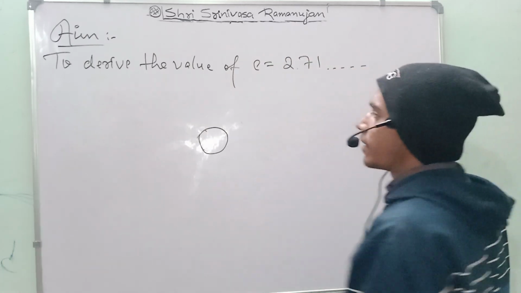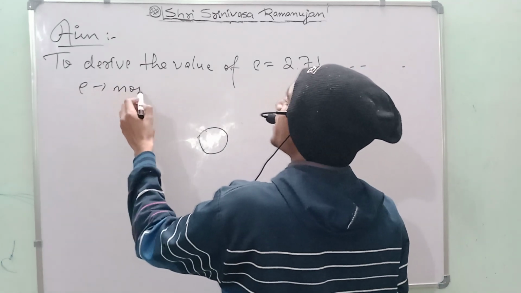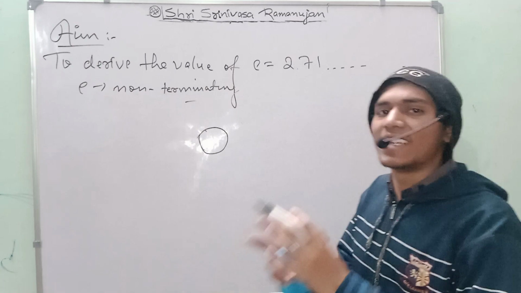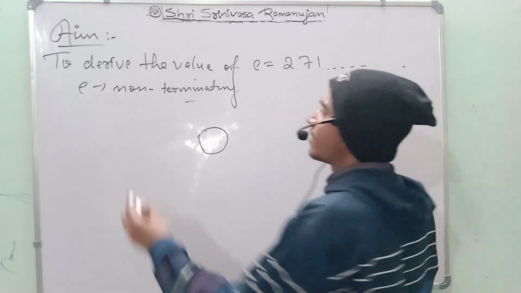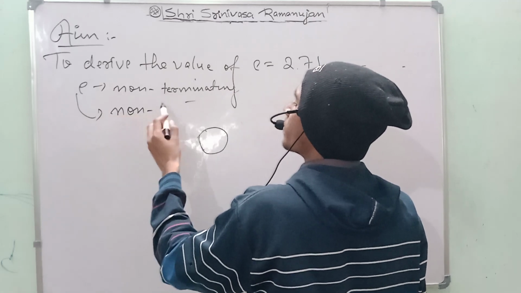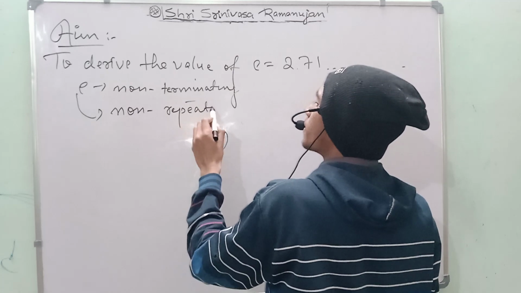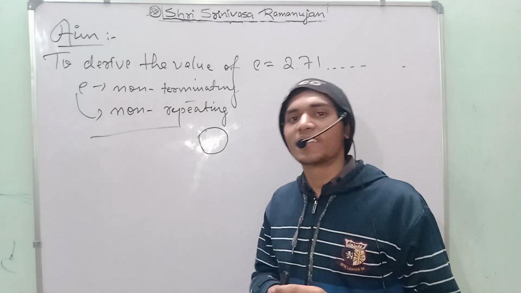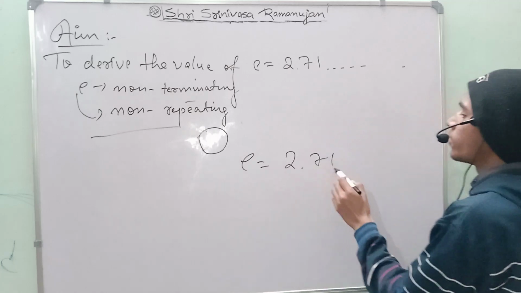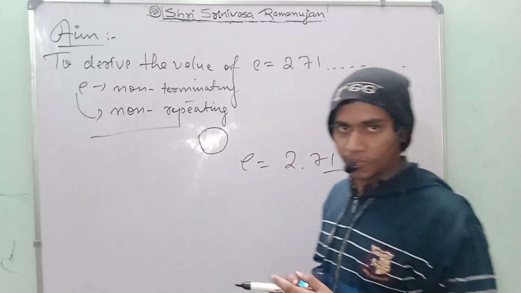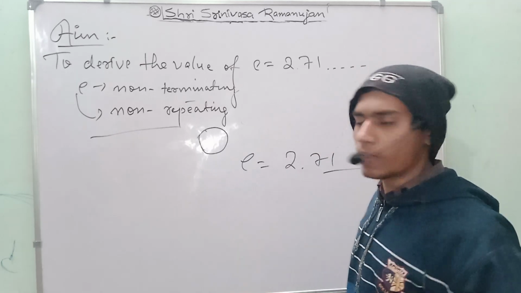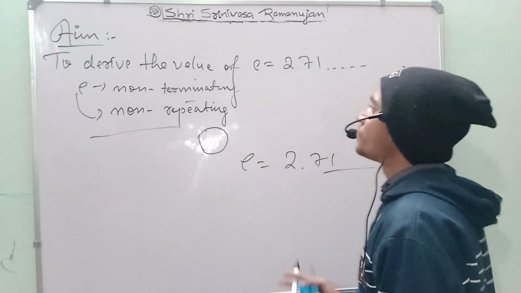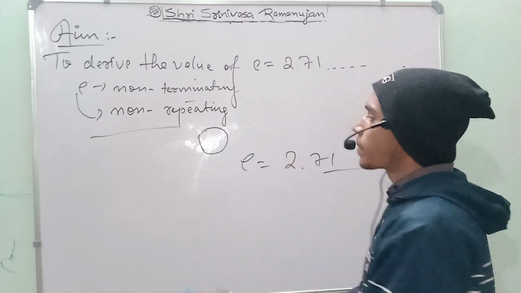As we know, e is non-terminating because its decimal places have no last value, and e is also non-repeating, because when we look at its decimal places, it is 2.71 and it goes on, but it doesn't repeat. So we don't put a bar. So we know that e is non-terminating and e is non-repeating. So let's start this proof.